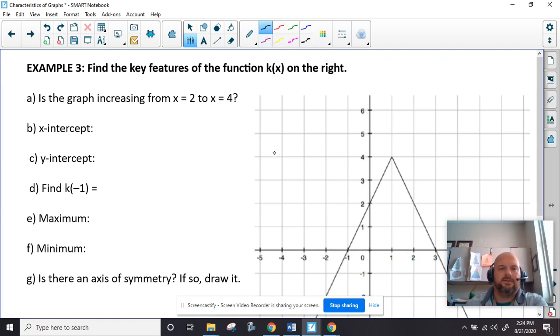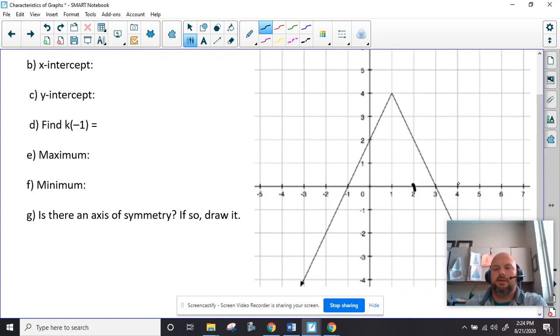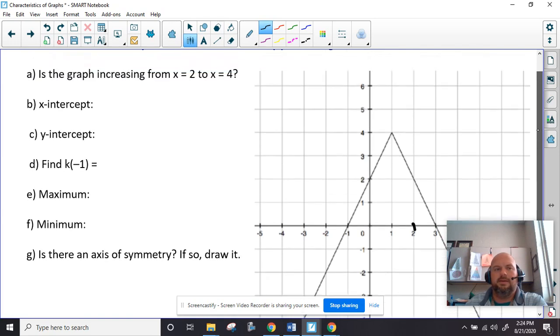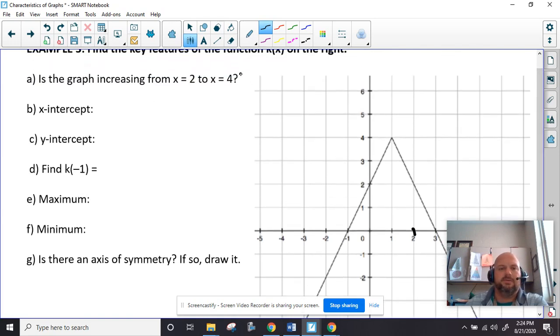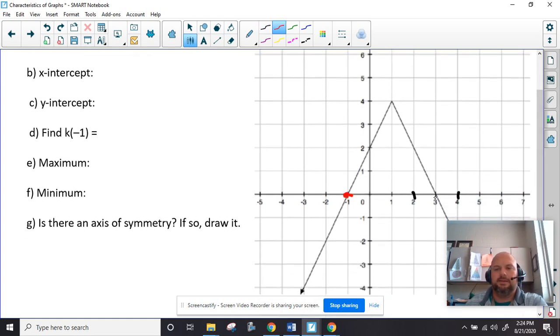All right, is the graph increasing from x equals 2 to 4? Well, here's 2 and here's 4. That line is going down right there. So it says, is it increasing? So we say no. Our x-intercept, well, that's here and here. X-intercepts are at -1, 0 and 3, 0.